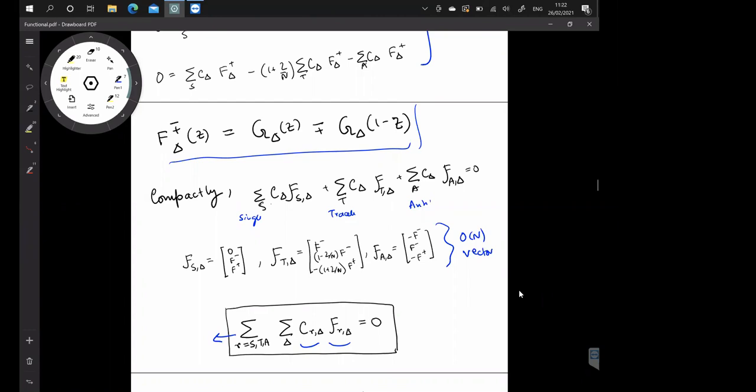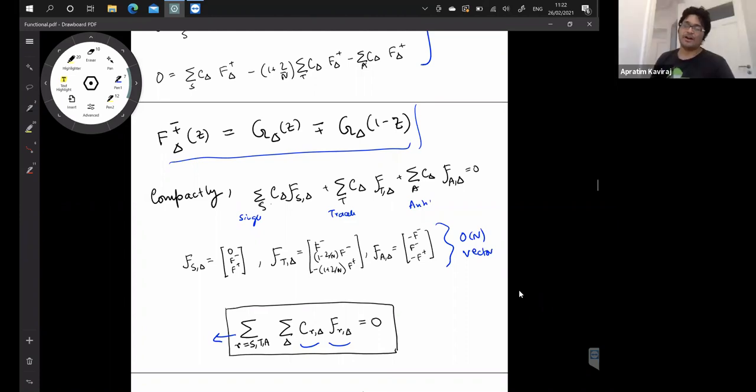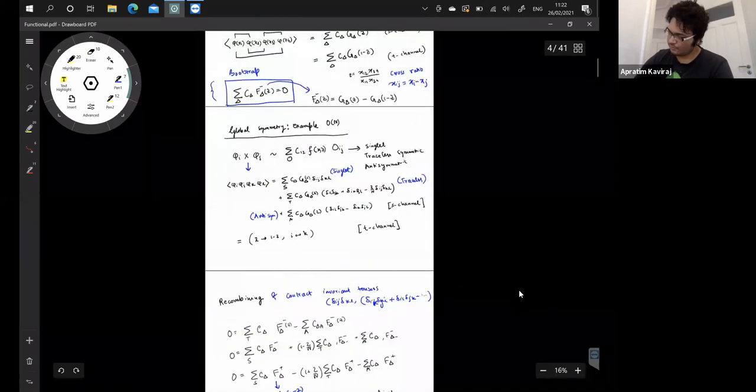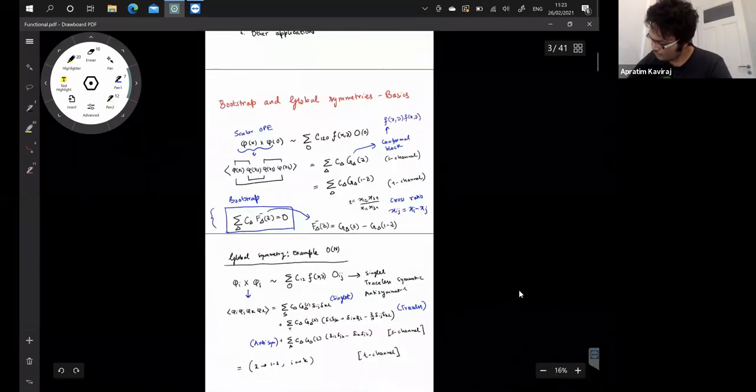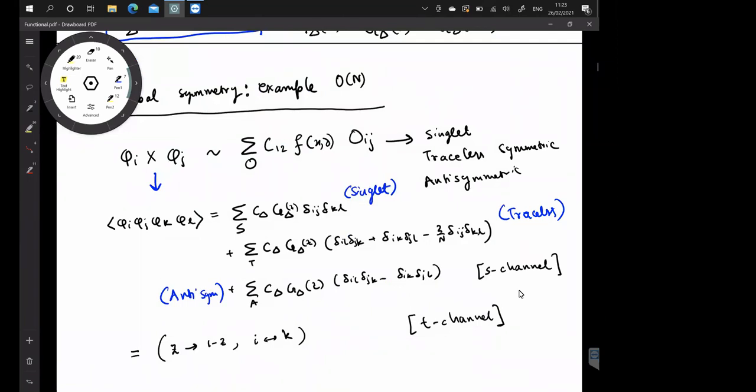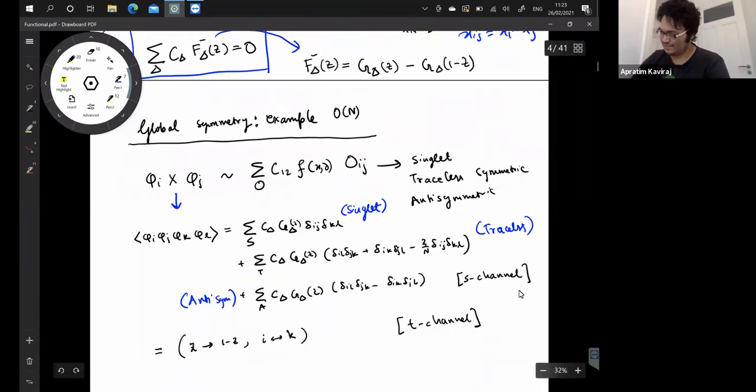Apratim: Why aren't they individually going to 0? I mean, these are different reps, right? Right. No, the thing is, let me go back to where I introduced them. Here. Yeah, so in the S channel, they were different reps, if the bootstrap equation involved only the S channel. I see. Okay, yeah, all right. Makes sense.